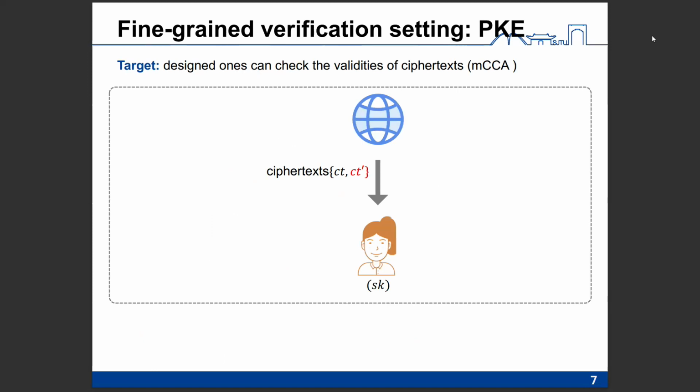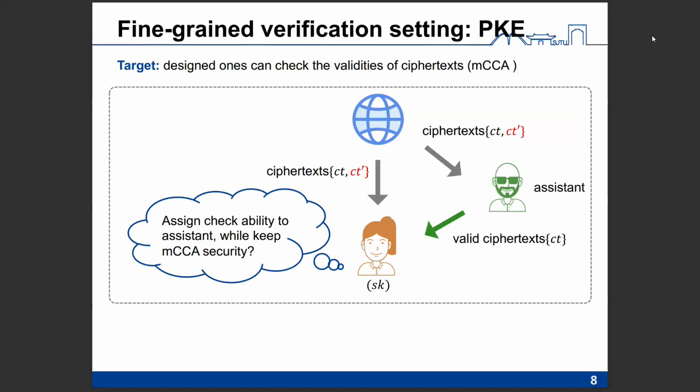And the second example is fine-grained PKE, public key encryption scheme. Now consider this setting. Suppose Alice obtained lots of ciphertexts from the internet. And among these ciphertexts, there might be some invalid ciphertexts, for example, some advertisements or junk emails. So now Alice wants to hire an assistant to filter those invalid ciphertexts for her and just pass the valid ciphertexts to Alice. Actually, Alice wants to assign her check ability to the assistant, while at the same time, she also wants MCCA security to hold even against her assistant.